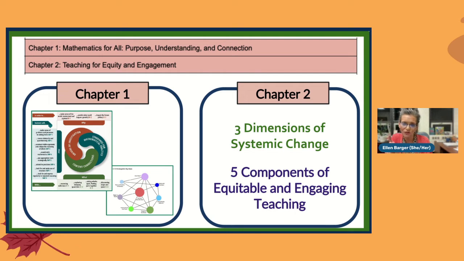These 2 graphics that you see in chapter 1 are really the biggest changes and some of the things that educators, leaders, everyone in California who has spent some time in the framework is really excited about because it really helps us to help mathematics become meaningful, relevant, not only to students, but it's also really helpful for teachers. Then, chapter two, as we said, teaching for equity and engagement, really focuses in on the three dimensions of systemic change and the five components of equitable, engaging teaching. So, let's start with chapter one.